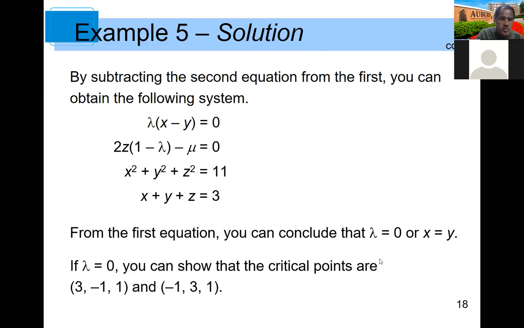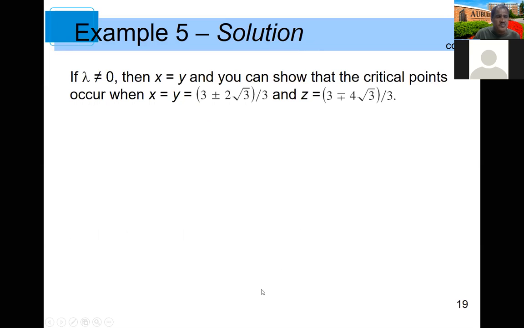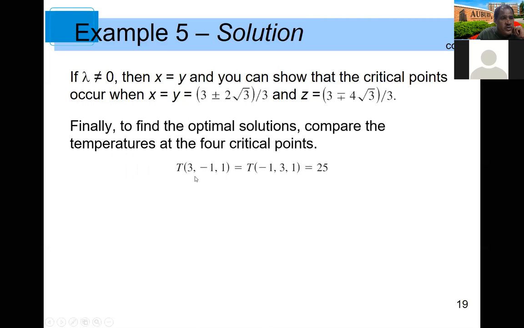Okay, so if x is equal to y, so if you solve the problem we just saw, you will see that x and y are equal, of course, to 3 plus or minus 2 root 3 over 3. And z is equal to 3 minus plus 4 root 3 over 3. So let's see, how many points do we have? We have 3, -1, 1, and -1, 3, 1.